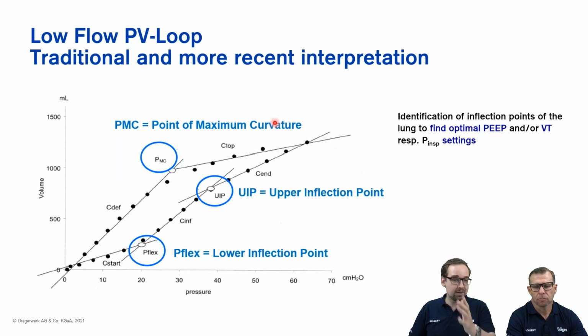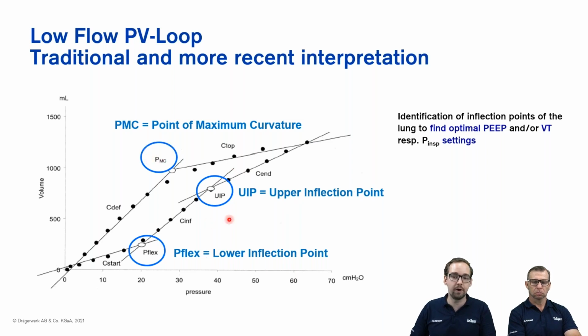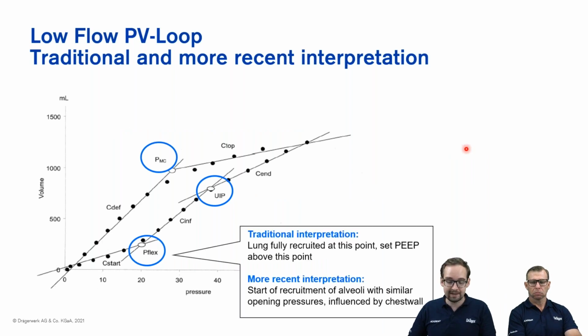There are actually 3 points of interest in this pressure volume curve. We have the lower inflection point, the upper inflection point, and the point of maximum curvature. These 3 points we will be using to find optimal PEEP and to find the ideal tidal volume or inspiratory pressure settings. Starting with the lower inflection point: traditionally, it has been seen as the point where the lung is fully recruited. However, nowadays we might say that this is really just the start of recruitment.